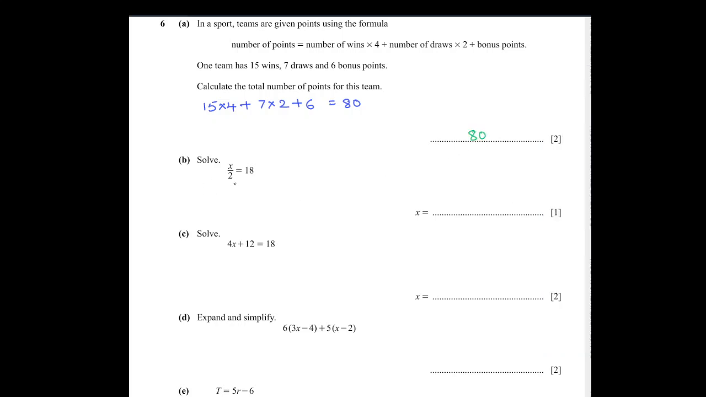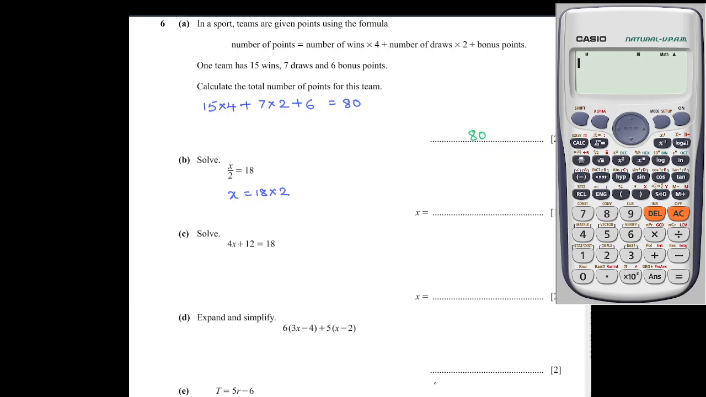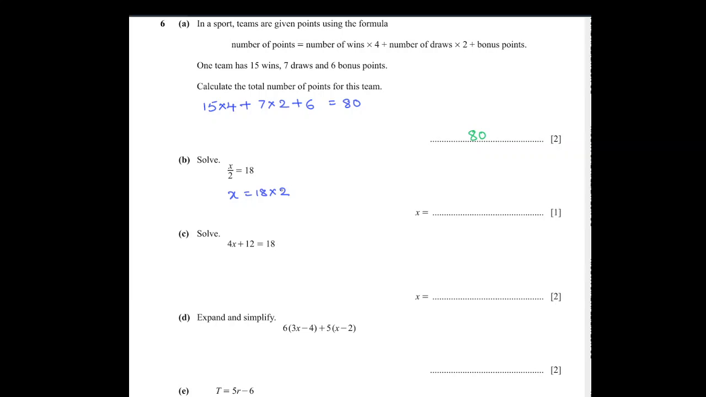Question number B. Solve x by 2 is equal to 18. So using the transposing method, if I bring 2 onto the right hand side, it gets multiplied to 18. So what is 2 times 18? 36. So x value is 36 here.